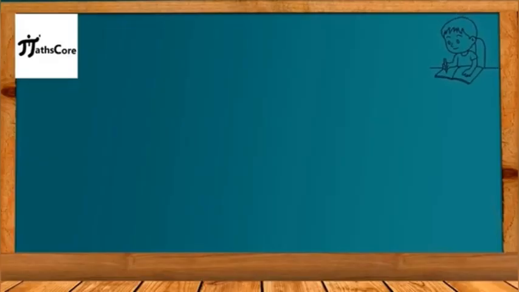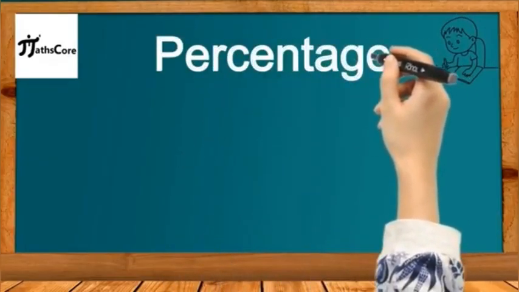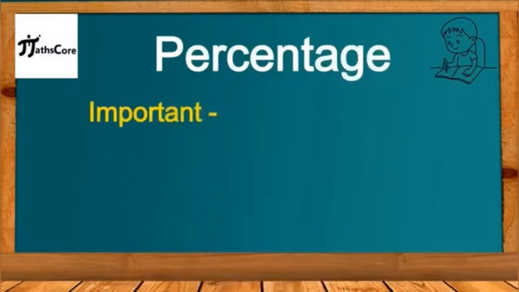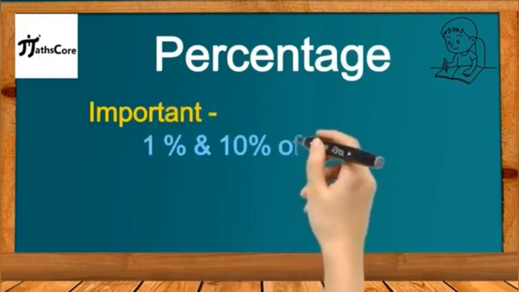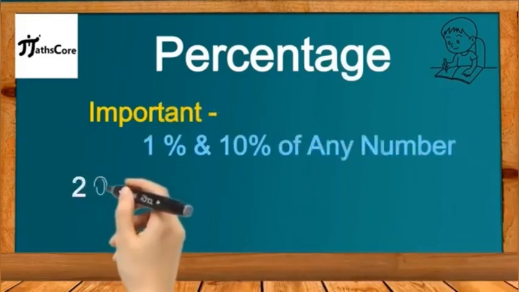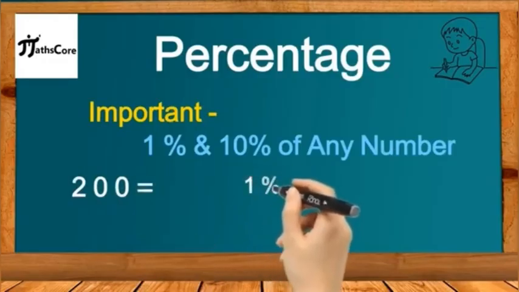Let us find out percentage of any number by using Vedic Math technique. In the Vedic Math method, it is most important that we should know 1% and 10% of any number to find out a given percentage quickly. Okay, so let's take the example of 200. Find out 1% of 200 and 10% of 200.